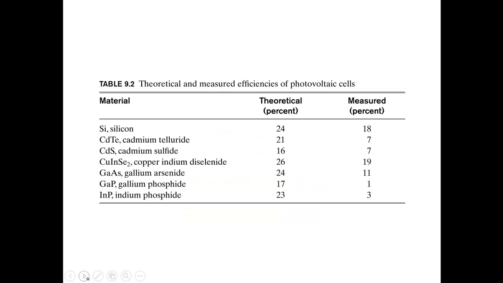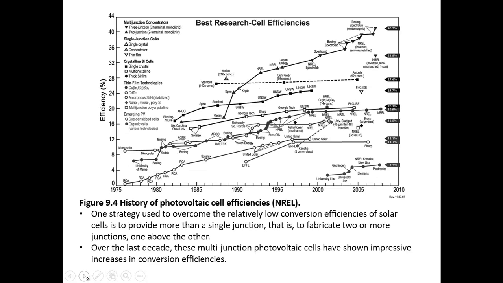So, Table 9.2, for example, shows the theoretical and measured efficiencies of photovoltaic cells. There are several photovoltaic materials. Taking the example of silicon, it has a theoretical operational percentage of 24%, but the measured was 18%, and all the rest have lower ones. Figure 9.4 in your book looks at the history of photovoltaic efficiencies given by the NREL. As you can tell, in 1975 we had efficiencies more or less below 12%, whereas close to 2010, those efficiencies were starting to approach 40%.